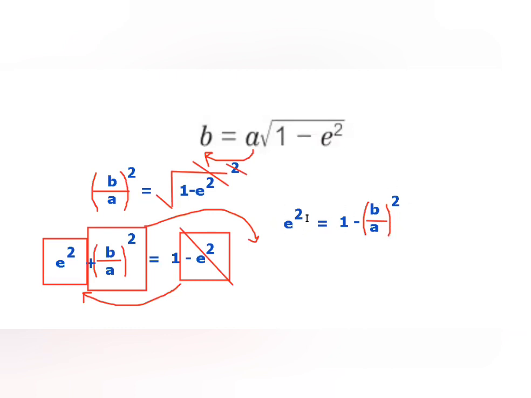Now, I want to remove the square. It means I'm going to do the opposite of square, which is square root. Very good. And when I square root, I'm going to square root this side, like this, and square root the other side, like this. And then the square root here will remove the square, and I end up with e equals square root of 1 minus b over a all squared. And this is the final answer, and I made e the subject here. And this is how you answer a question like this.